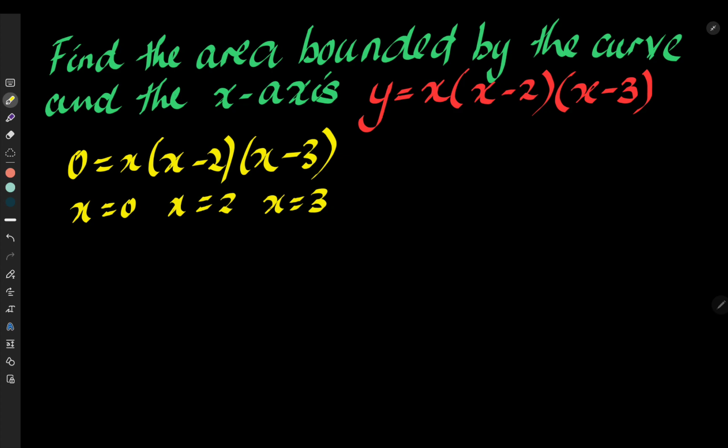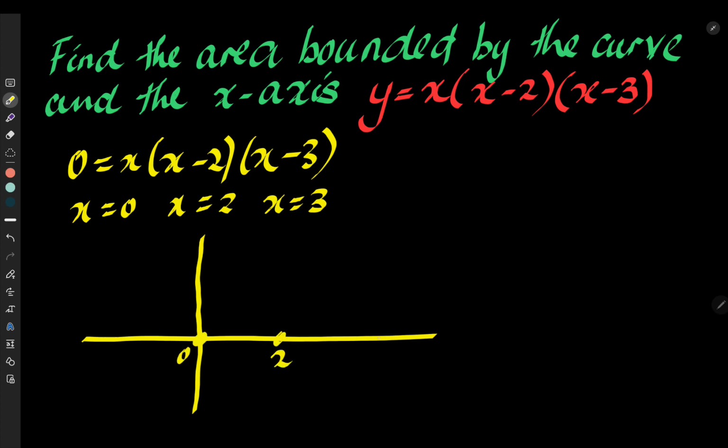The next thing that you want to do is to sketch this curve. As you can see, this curve is a cubic function with the x-intercepts at 0, 2 and 3. It's like x cubed. The coefficient of x cubed is positive. Therefore, the graph starts concave down and becomes concave up. What we are asked to determine is the area bound by this shaded region.